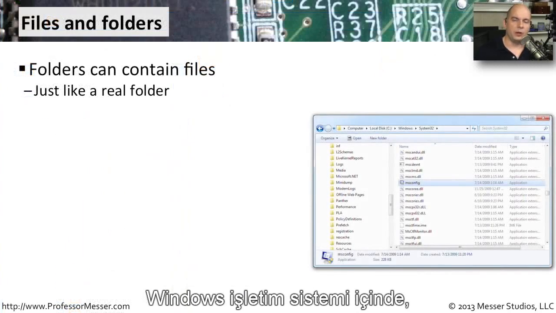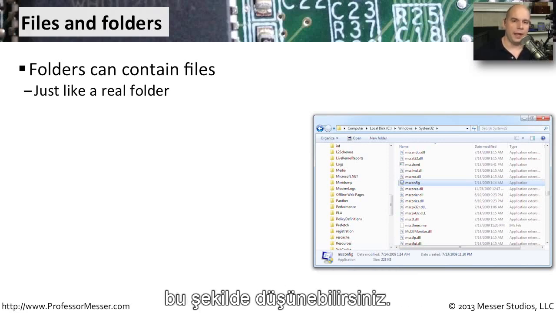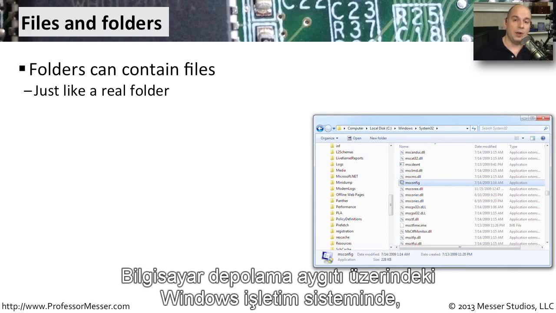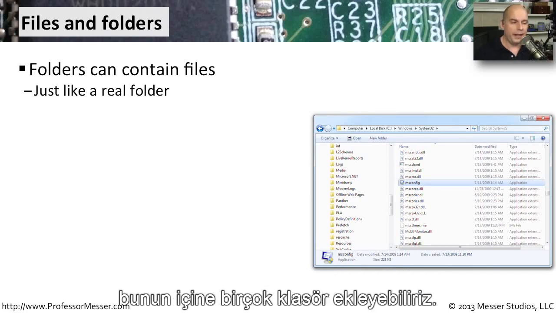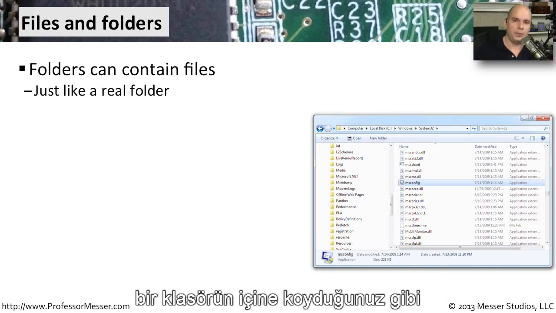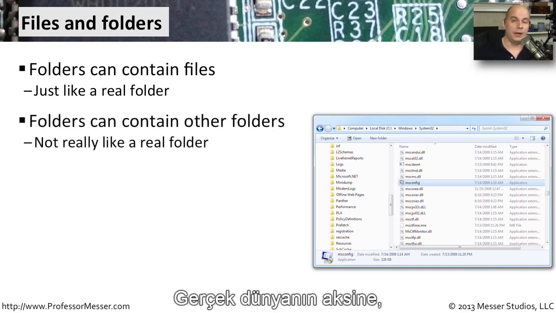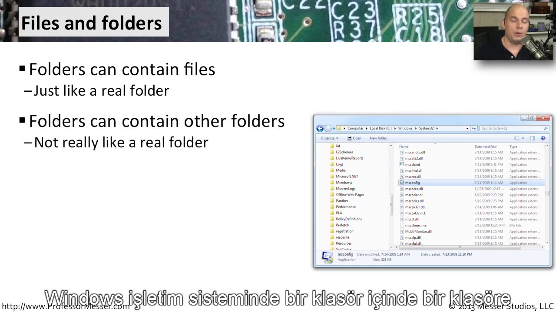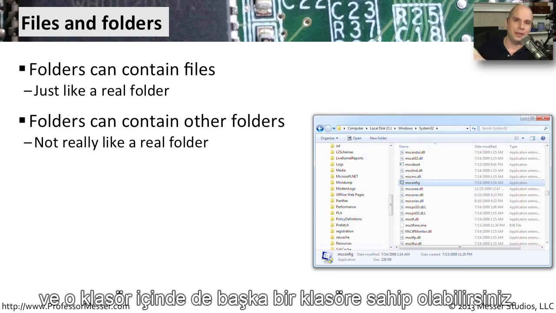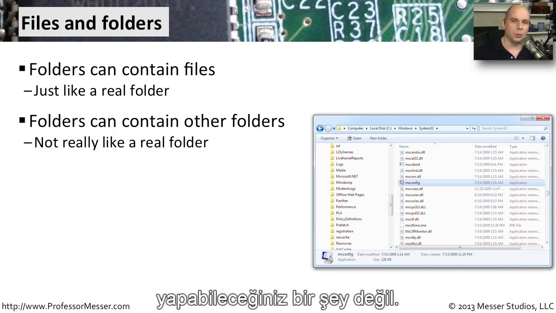If we think about this real-world aspect of organizing our files in the Windows operating system, you can think about folders this way. In the Windows operating system on our computer storage device, we can have many folders inside of that, and those folders can contain files, just like you would take actual pieces of paper and put them into a folder in the real world. Unlike the real world, however, in the Windows operating system, you can have a folder within a folder within a folder within a folder, and etc. That's not normally what you would do with real world folders.